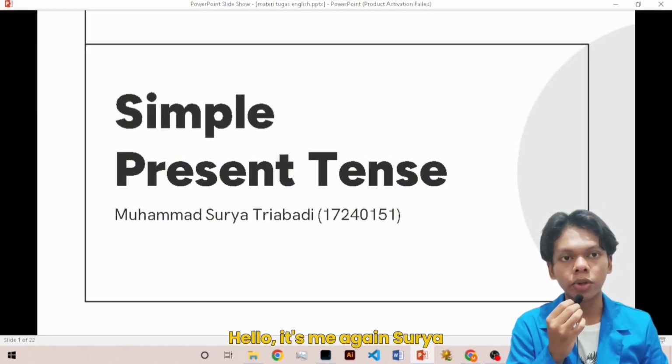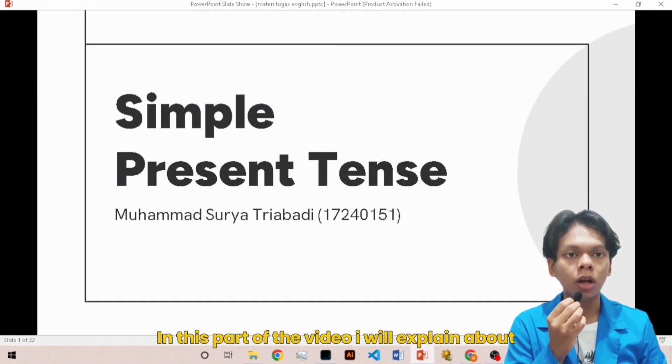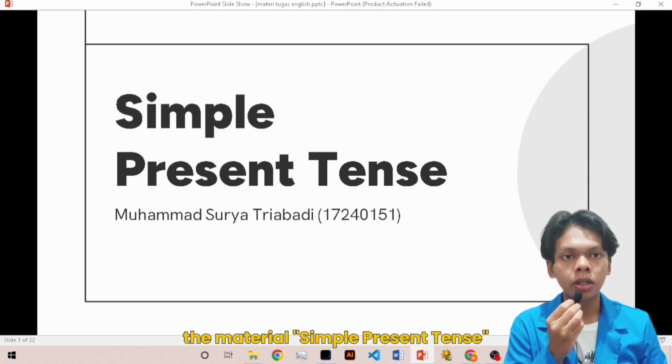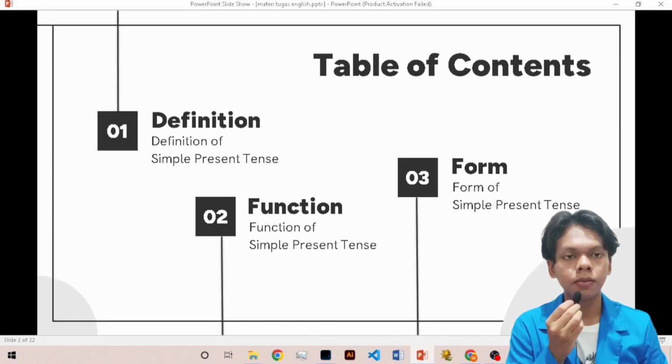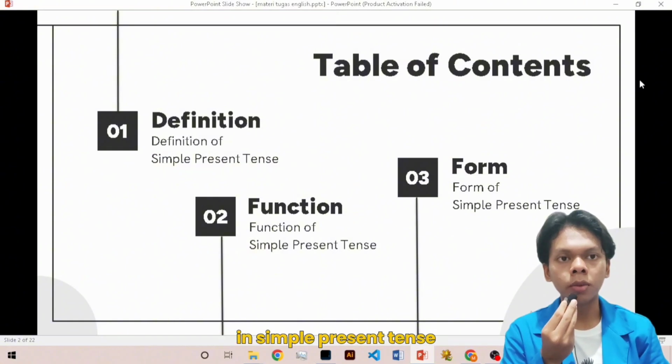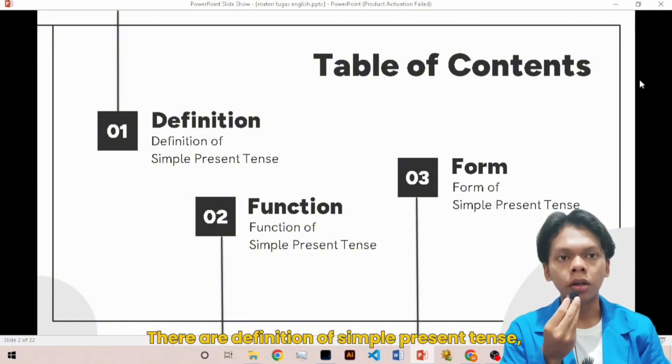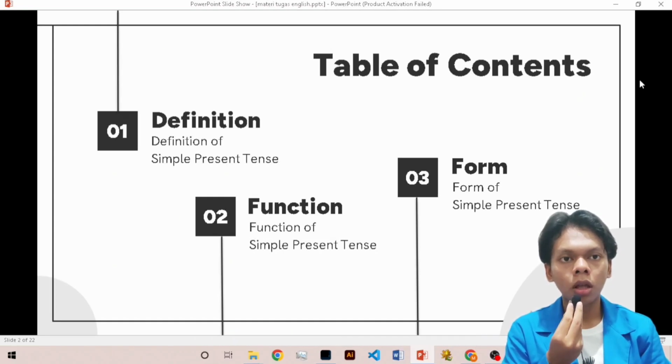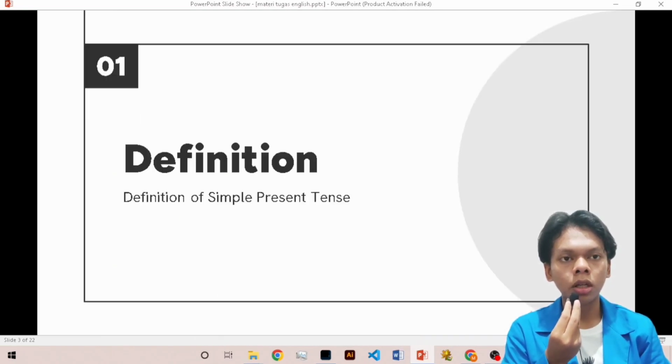Hello, it's me again, Surya. In this part of the video, I will explain about the material simple present tense. Here are the table of contents of what we will learn in simple present tense. There are definition of simple present tense, function of simple present tense, and form of simple present tense. We will learn about these three.